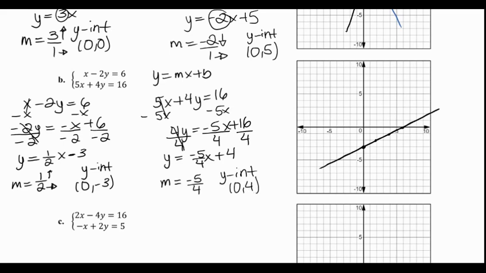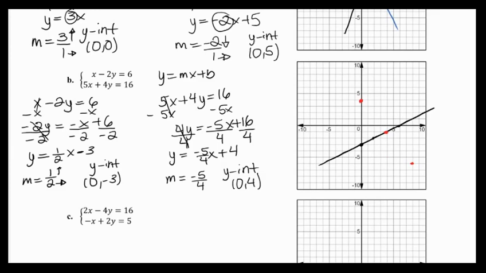Okay, so let's go ahead and graph that. So 0, comma 4 right here, and then we count 5 down and 4 to the right. So 1, 2, 3, 4, 5. 1, 2, 3, 4. Let's go ahead and connect our points in order to create our line.